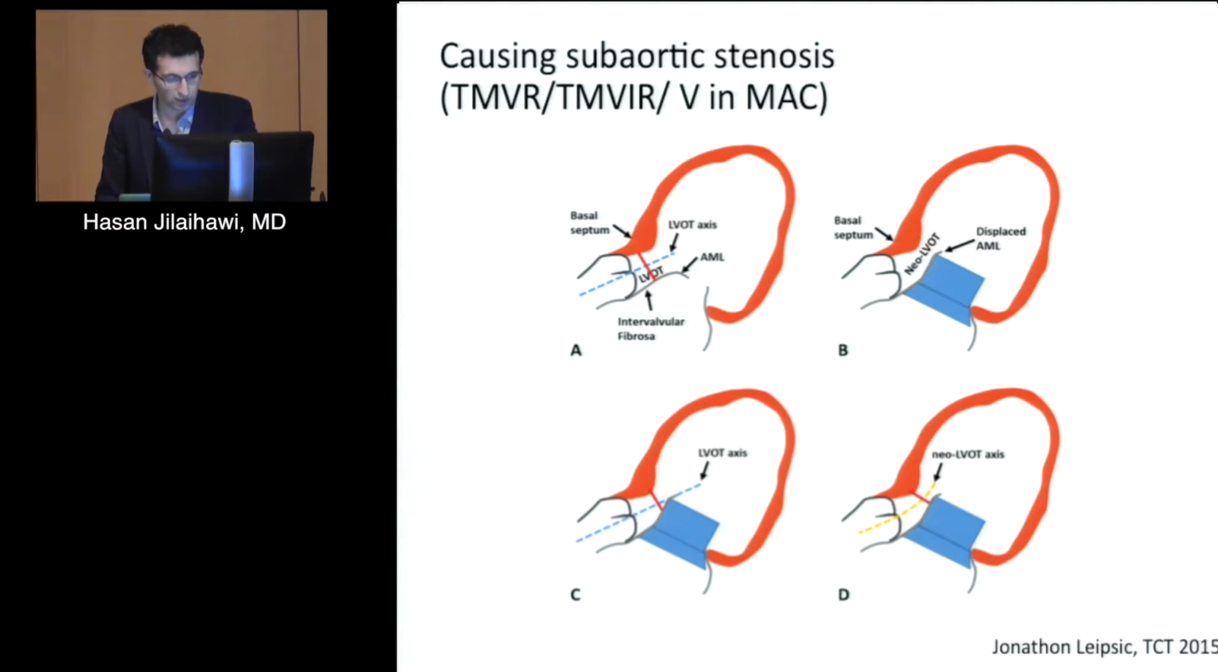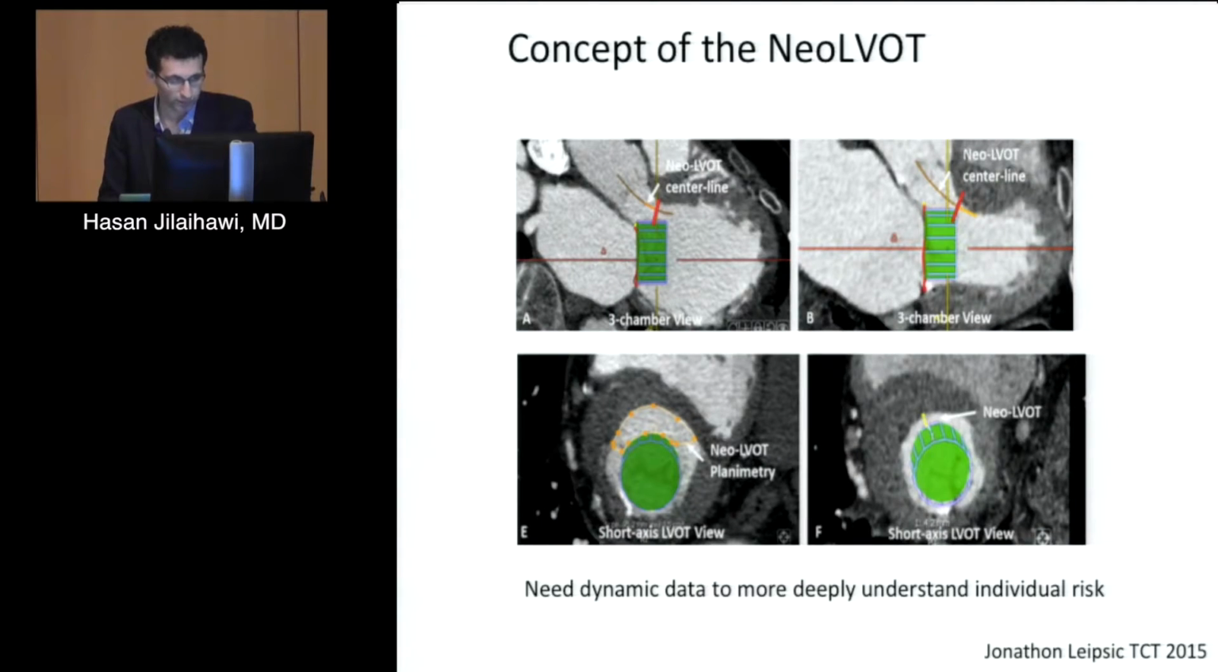This is the concept of the neo-annulus and the neo-LVOT, and how anterior mitral leaflet displacement can narrow the LVOT and cause potentially life-threatening LVOT obstruction. We can assess this on the baseline CT. Importantly, you should assess it dynamically in a multi-phase CT.